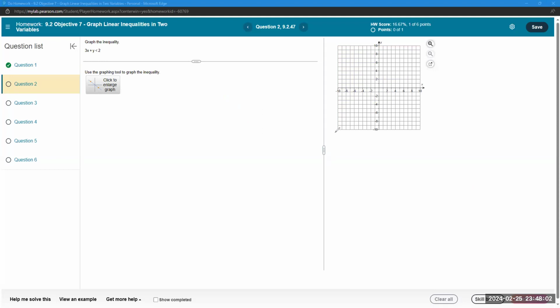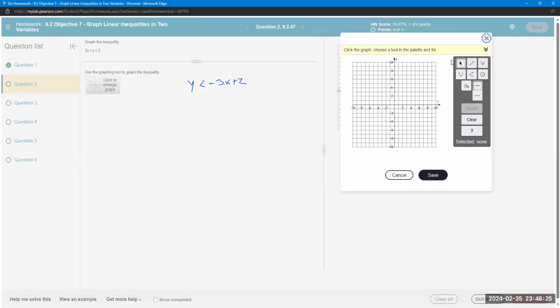Another thing I could do is I could use my intercepts here. This is not a good problem to use my intercepts, so I'll solve for y here. Y is less than -3x plus 2. Notice that there's no or equal to underneath it this time, so we're going to have a broken line. So line tool, broken line, 2 for my y-intercept, down 3, and right 1. And I'm going to be shading below the line like that.